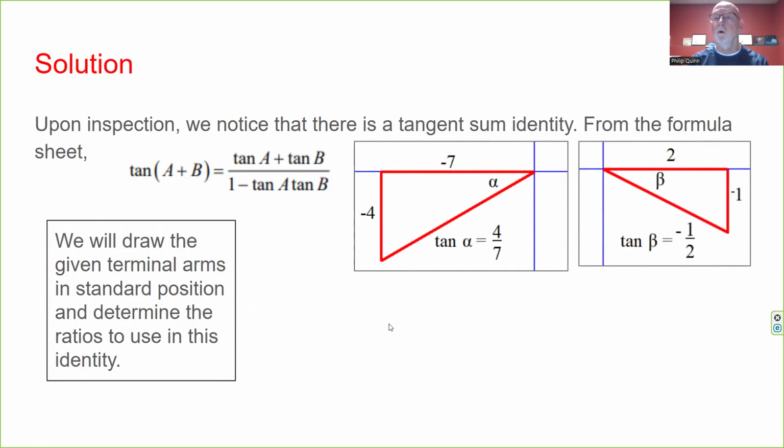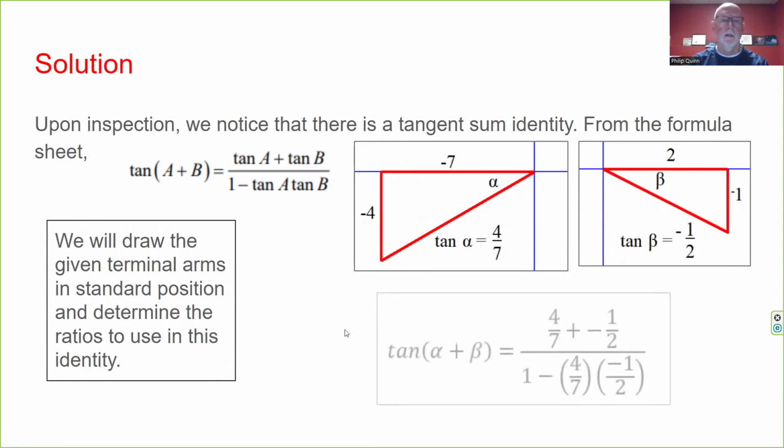And then we would go to quadrant 4, where the point is 2, -1. Draw that angle and show the reference angle, which is always between the terminal arm and the x-axis. Our tangent would be opposite, -1, over the adjacent, which would be 2. So now we've got these values that we can substitute into our sum tangent identity. 4/7, -1/2. We'll put them into the proper spots. And then at this point, it's making sure that we pay attention to detail and work with fractions to get our final result.